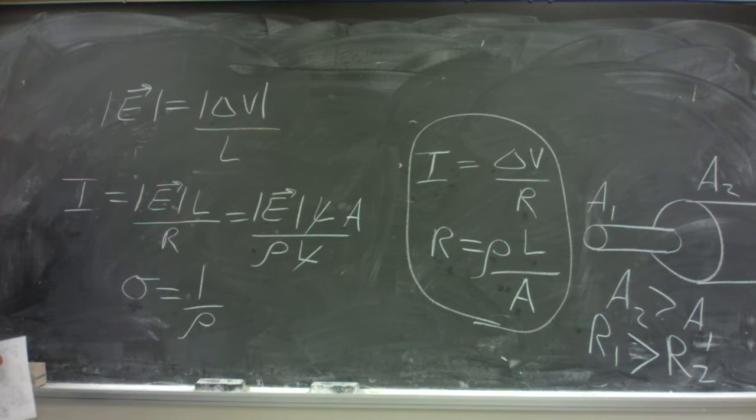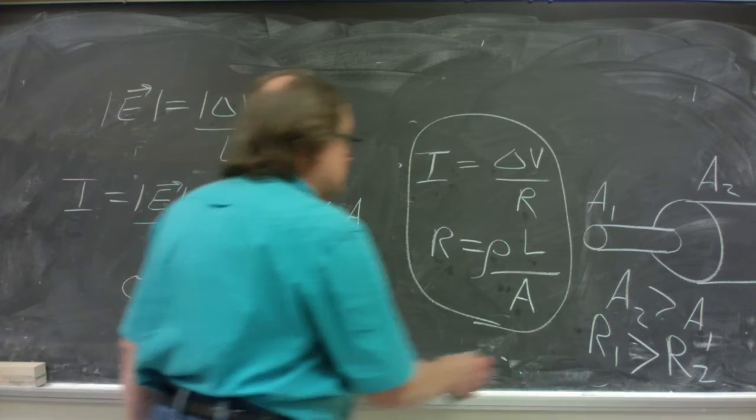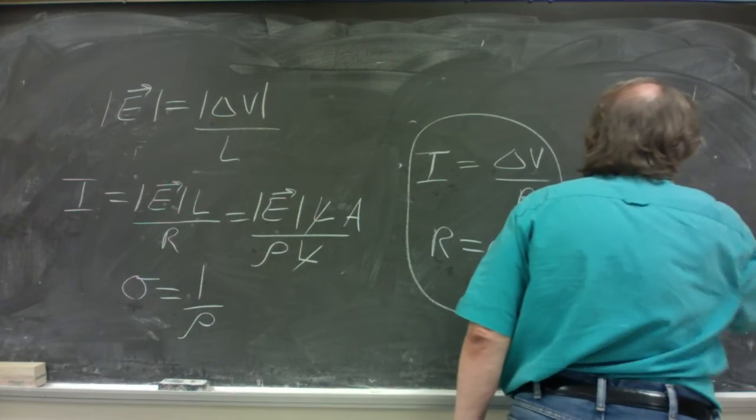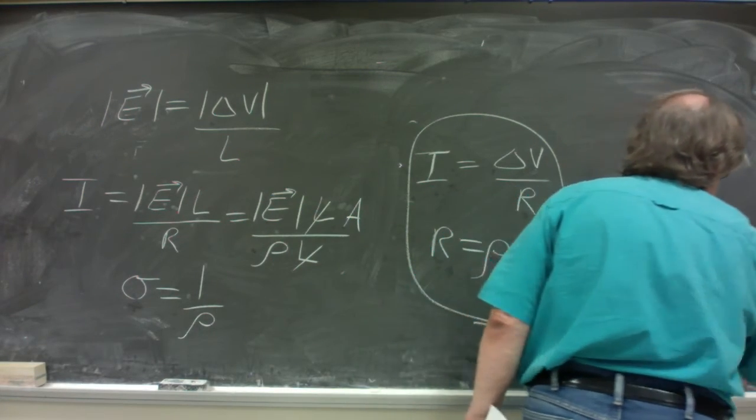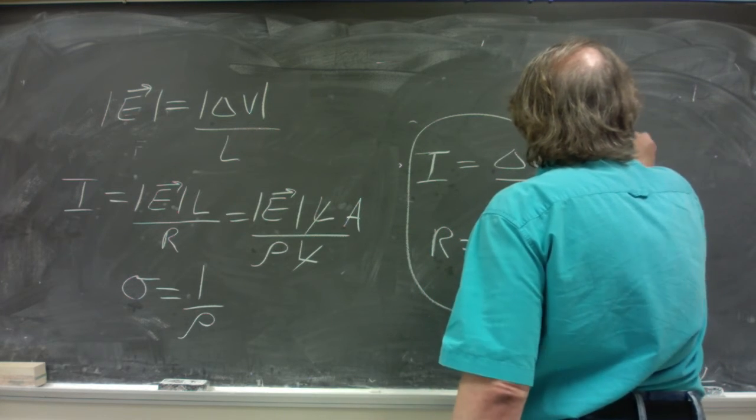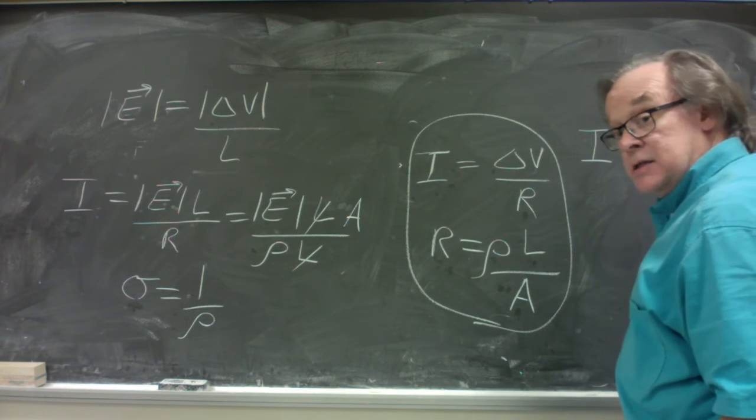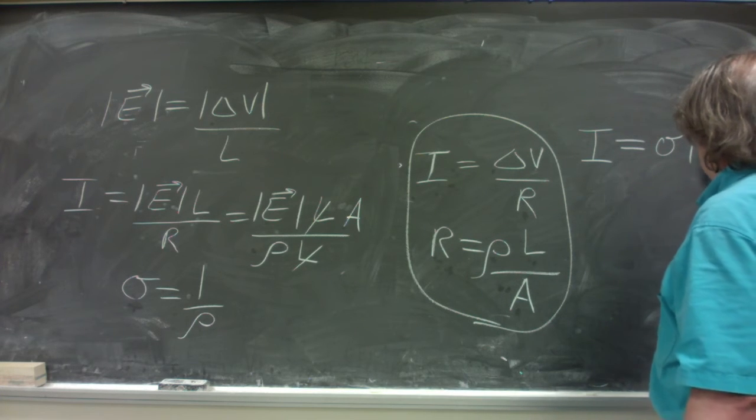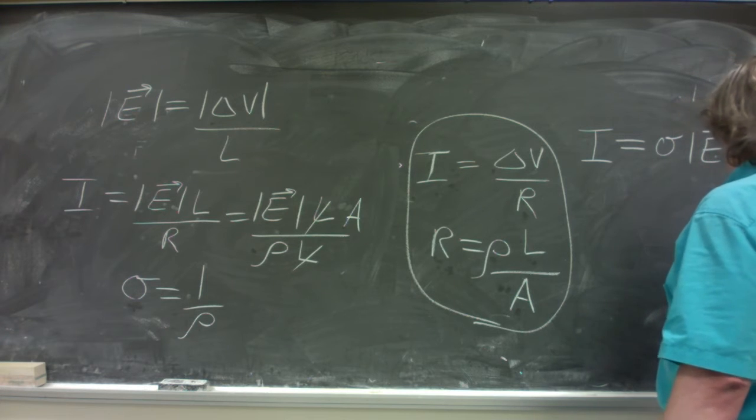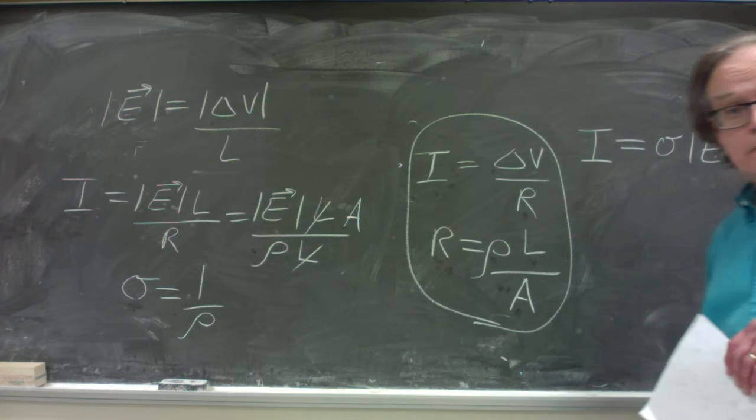So when we do that, what we end up with is current is 1 over R, which is the same as conductivity times field strength times area, the thickness of the wire.